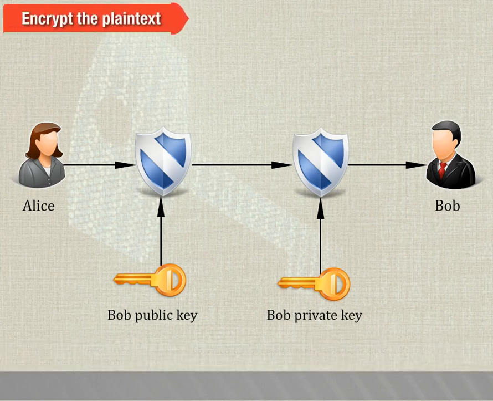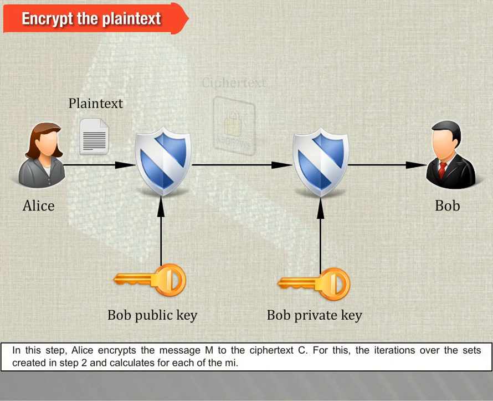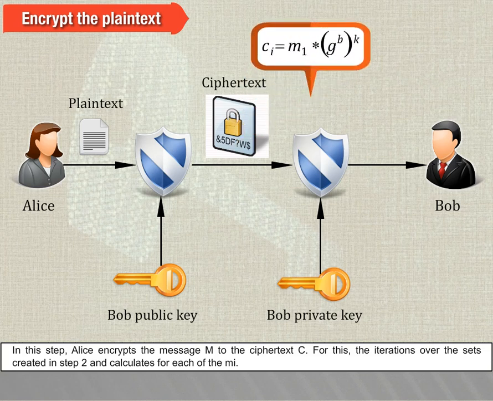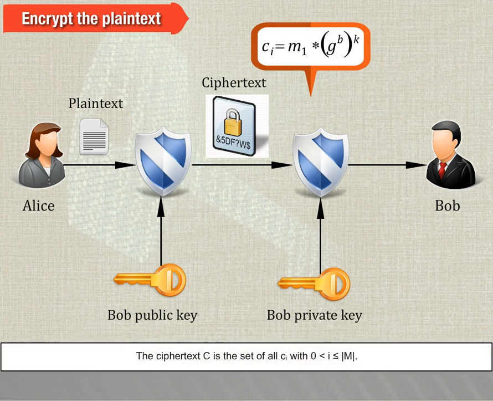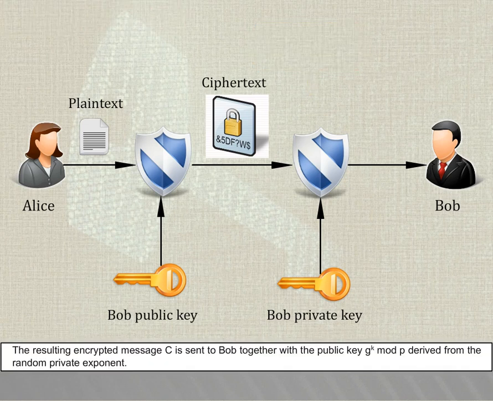Encrypt the plaintext. In this step, Alice encrypts a message M to the ciphertext C. For this, she iterates over the sets created in step 2 and calculates for each of the mi: Ci is equal to mi times (G^B) to the whole power k. The ciphertext C is a set of all Ci with 0 < i ≤ the number of blocks. The resulting encrypted message C is sent to Bob together with a public key G^k mod p derived from the random private exponent.